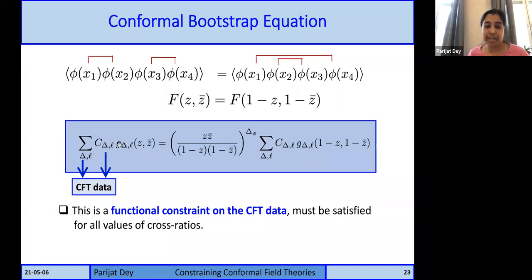So this equation involves the CFT data as unknowns. So we have these deltas here in the summation, and these OPE coefficients are also unknown. So this is a functional constraint on the CFT data, and it must be satisfied for all values of the cross ratios z and z bar. So our goal is to solve this bootstrap equation and try to compute the CFT data.